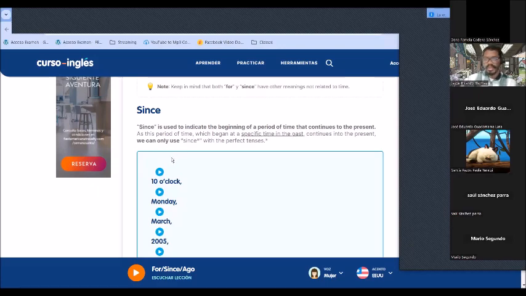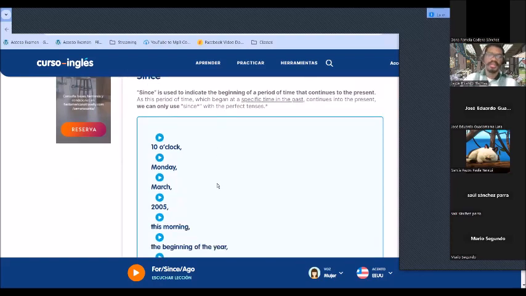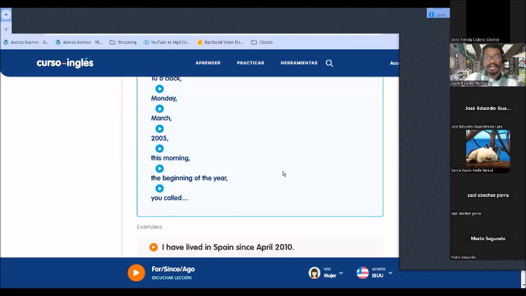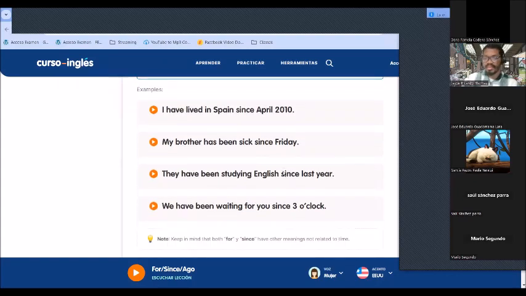Now, for is a whole period of time. So the specific start point is not a range. For is a range. Since will tell me the specific start point of my present perfect situation. So since 8 a.m., we have been looking at adverbs; since Monday, since March 2005, since this morning, since the beginning of the year, since you called. All right, different expressions of the start point.